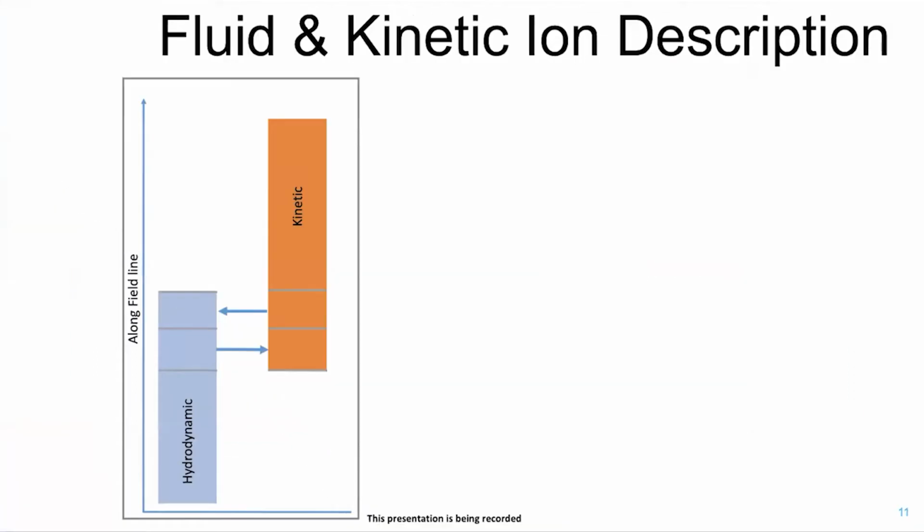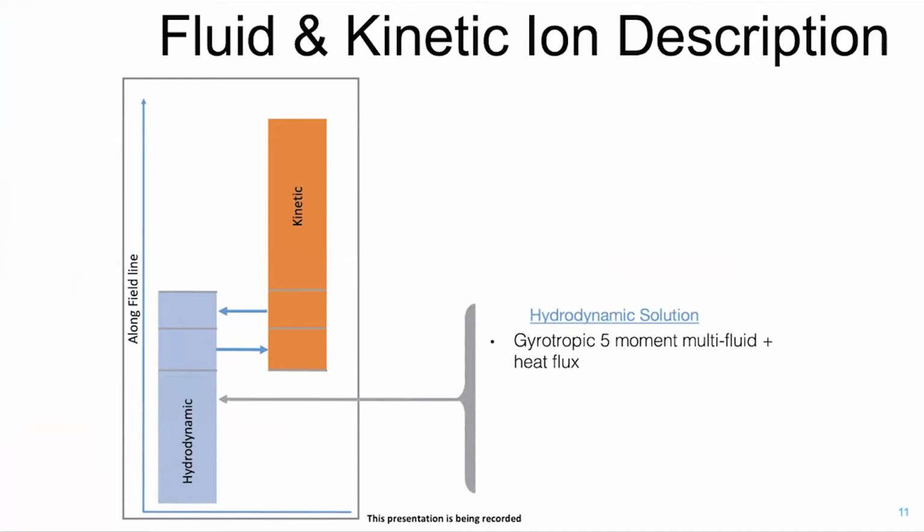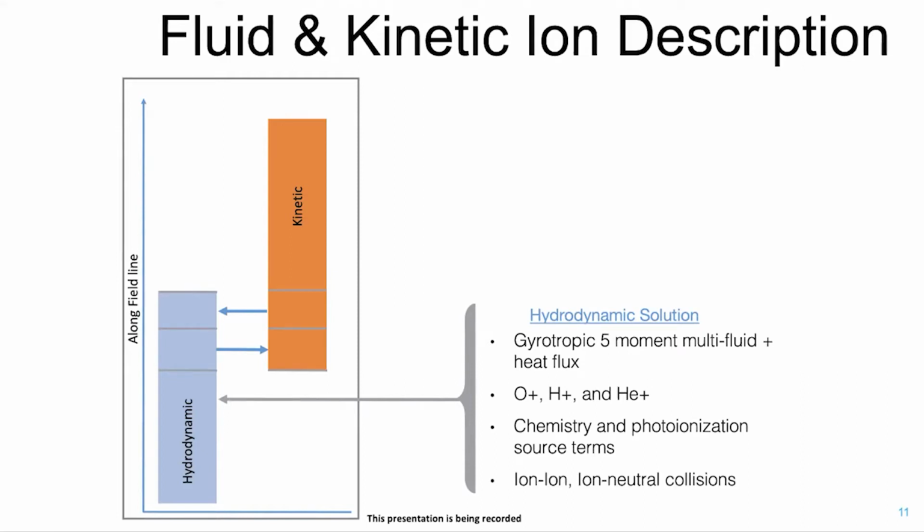A little bit more detail on the hydrodynamic solution at low altitude: we're solving the gyrotropic 5-moment multifluid equations with heat flux. We're solving for O+, H+, and He+. We're including the sources of these ions from chemistry and photoionization source terms. And we include the collisional coupling of the different ion fluids with each other and with the neutral background through collisions.